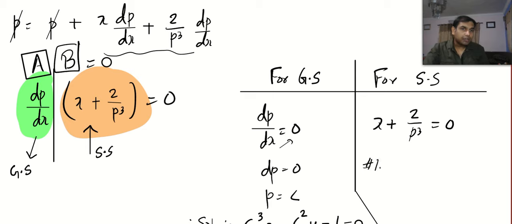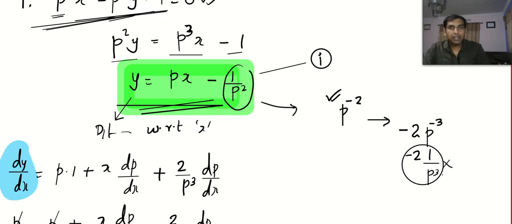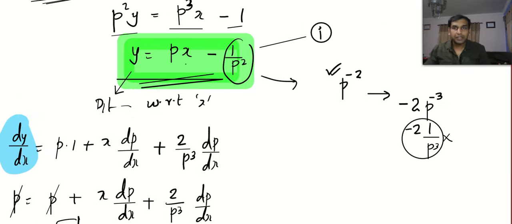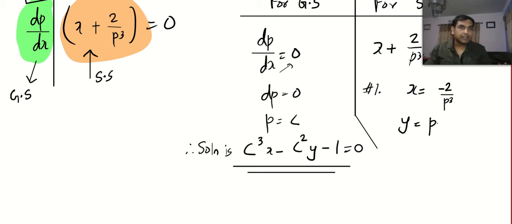Number 1, parametric solution. So parametric solution means I'm going to find the value of x, and that is minus 2 by p cube. Then I'll go and plug it into equation number 1. So I get y is equal to p into x. So what is x? Minus 2 by p cube and minus 1 by p square. So that's it. This is a parametric solution.